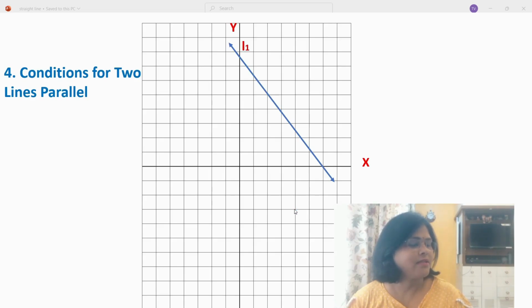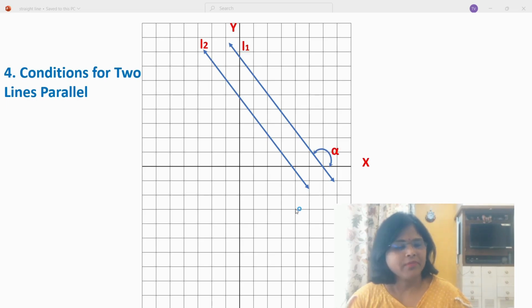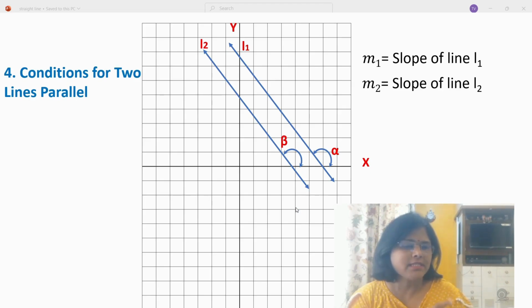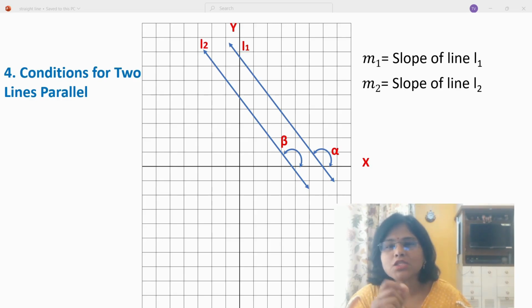So line L1 is given, line L2 is given. Okay, as these two lines are parallel to each other, therefore, let L1 line is having the inclination with x-axis as alpha and the line L2 has an inclination with x-axis as beta. So, let us consider m1 is the slope of line L1 and m2 is the slope of line L2. Then how to say these two lines L1 and L2 are parallel to each other?